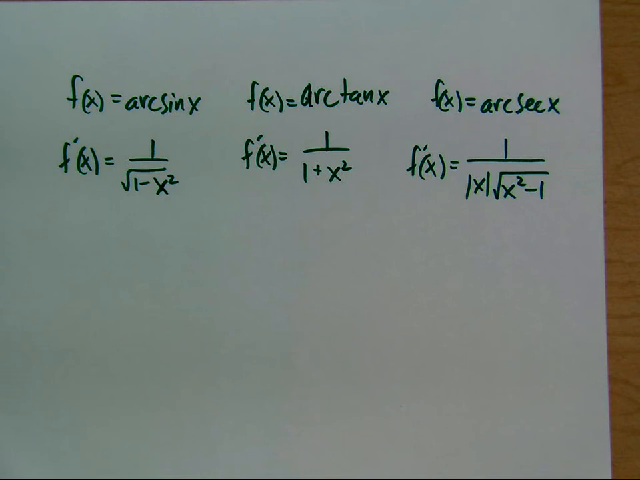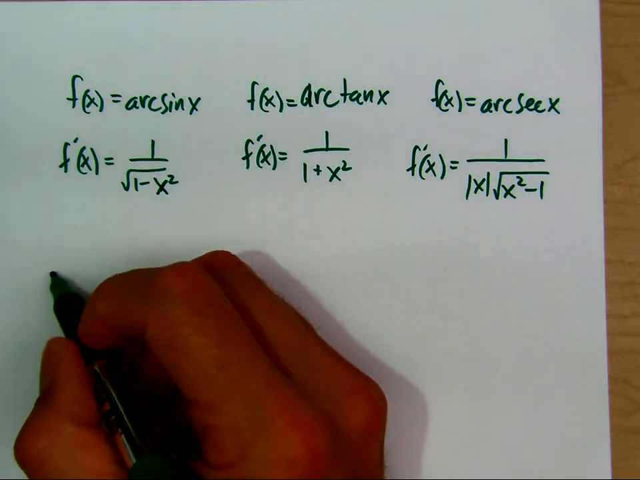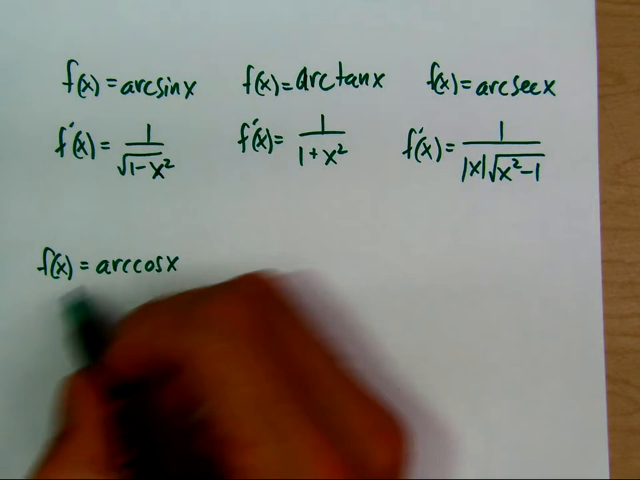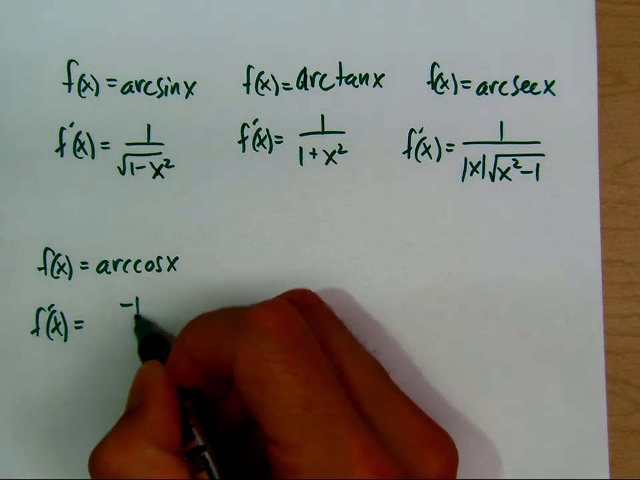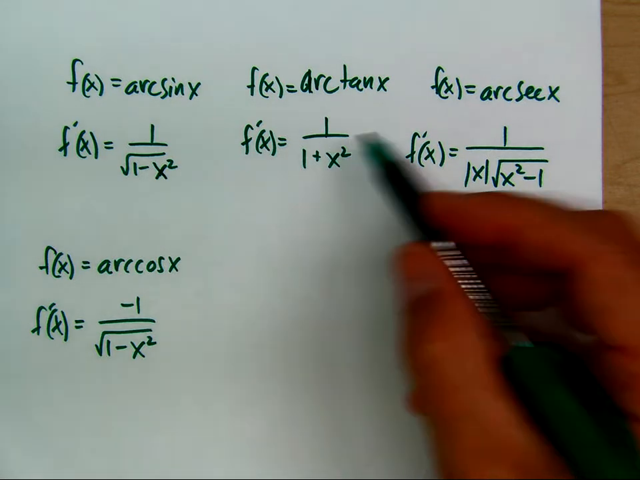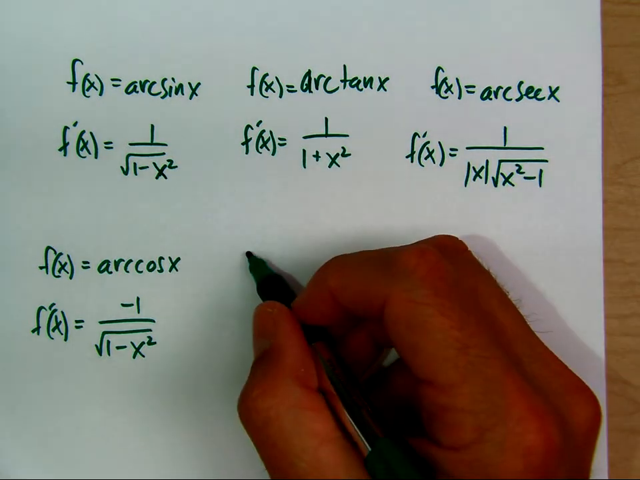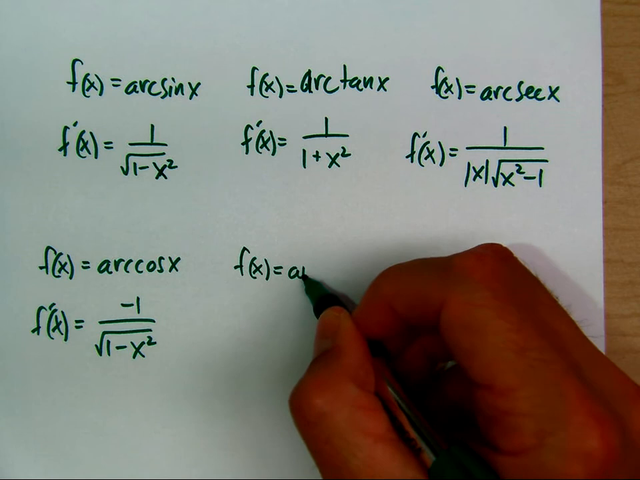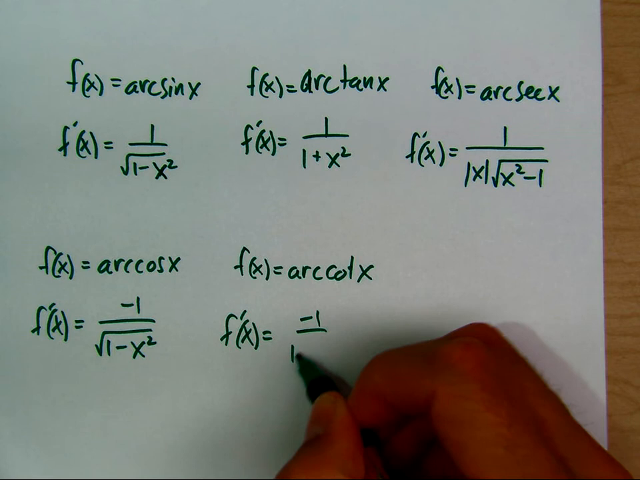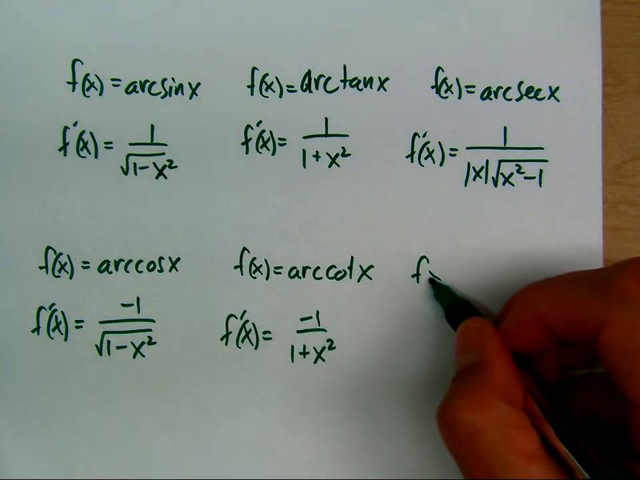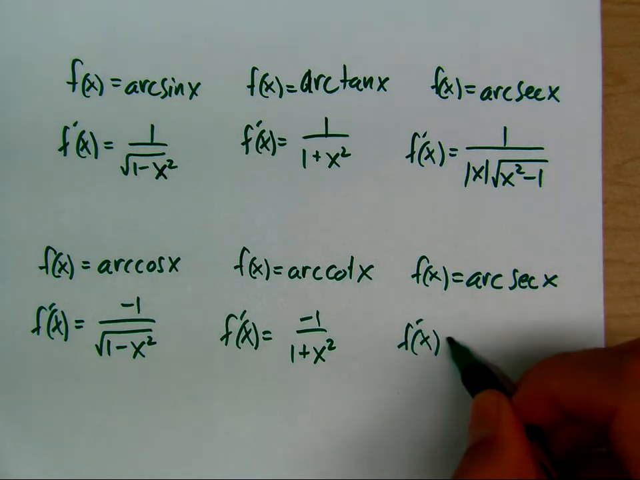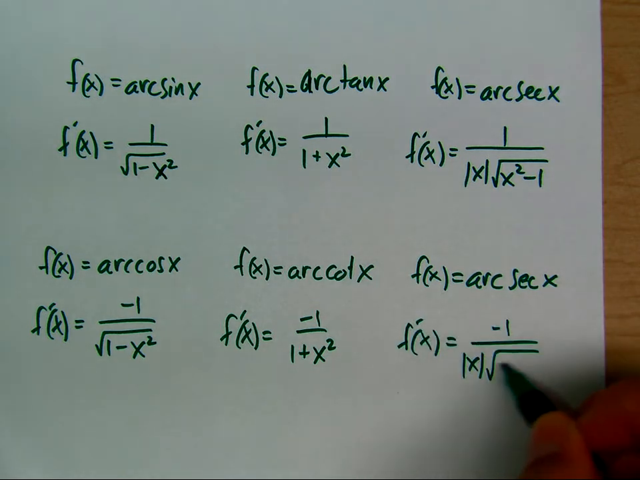And then we don't see the cofunctions very often. We'll go ahead and write them down. They're easy to remember. Arc cosine, the derivative is negative 1 over the square root of 1 minus x squared. And we just make these negative, and those would be the derivatives of the cofunctions. Arc cotangent, negative 1 over 1 plus x squared. Arccosecant, negative 1 over the absolute value of x times the square root of x squared minus 1.